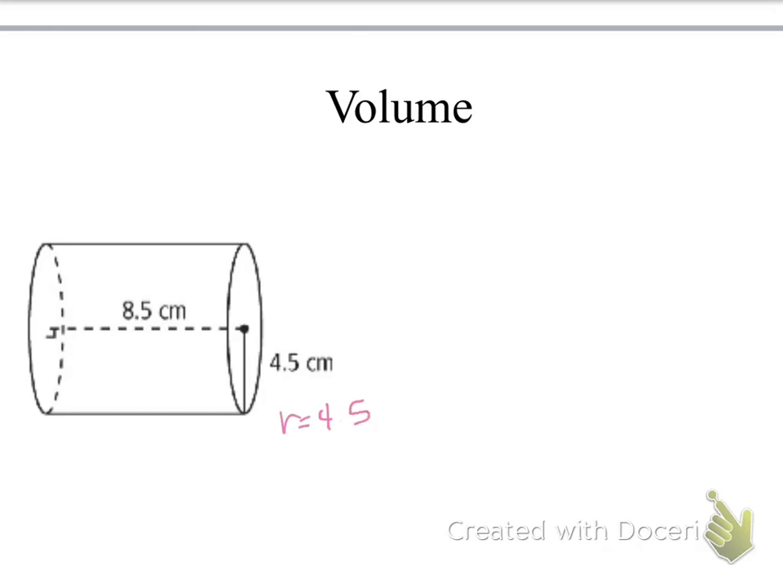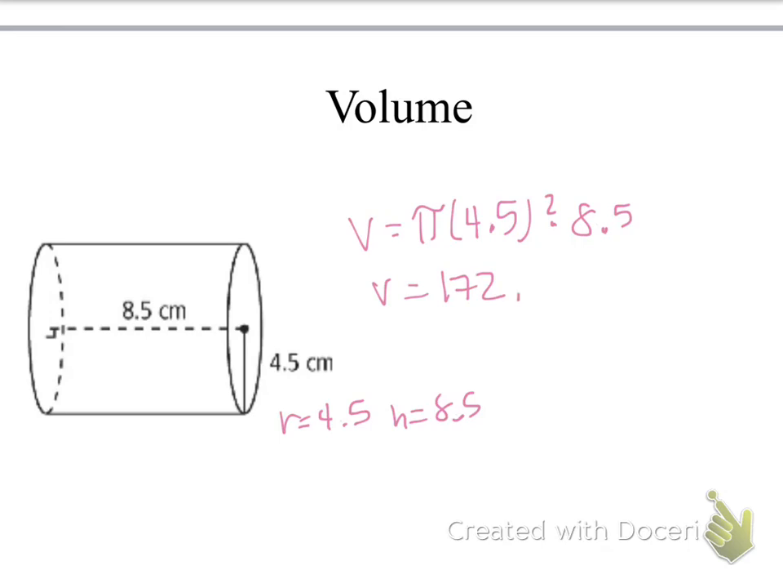Radius is 4.5, height is 8.5. So V equals pi r squared times the height of 8.5. So V equals 172.1 pi centimeters cubed.